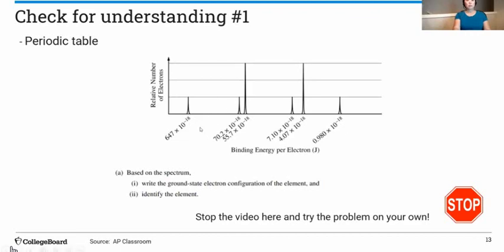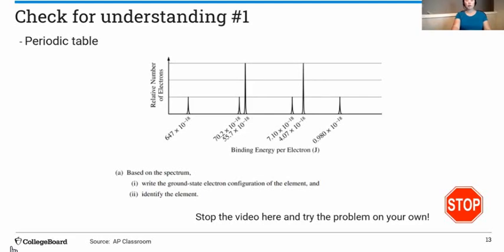When we look at this spectra, you should hopefully recognize that all 4 of these peaks are the same size. So that would indicate how many electrons that we have in each of those places. These 2 larger peaks are also the same size, indicating that we have the same number of electrons there as well.